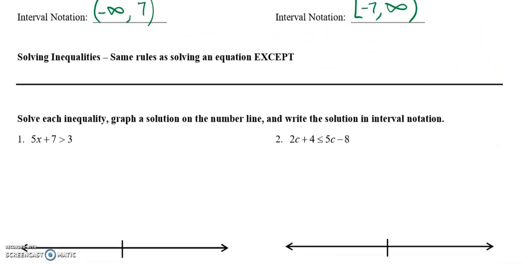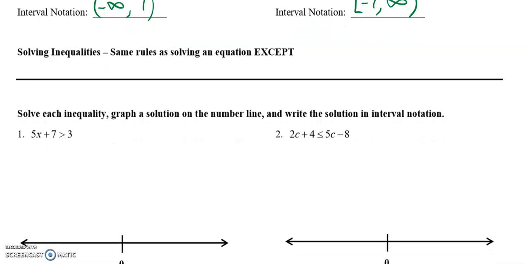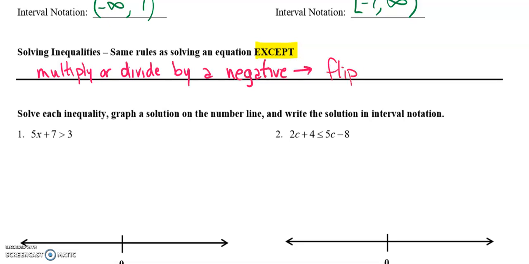All right, so now we're going to solve some inequalities. They're the exact same rules for solving equations except for one rule change. The exception is, anybody know? Wait, say it louder. I didn't hear you. Very good. If you multiply or divide by a negative, then you have to flip the symbol around.